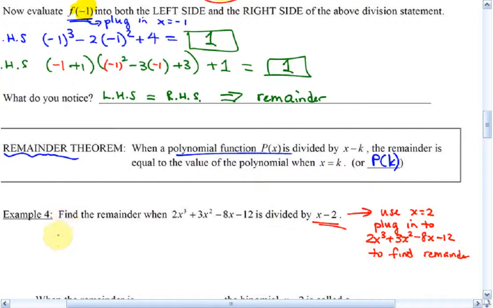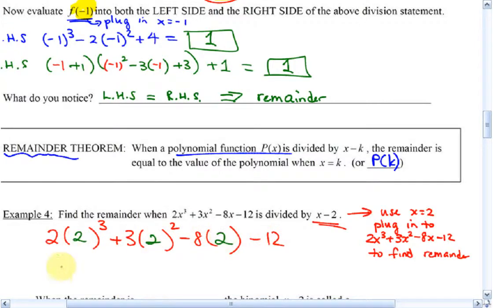So just go ahead, plug it in, please. Okay, so 2, something cubed, something squared, times 8, minus 12. Go ahead now and please calculate this one for me, and this is a special remainder. It's 0.